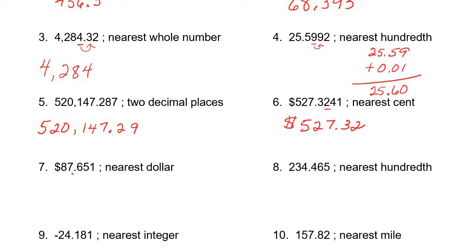Problem number 7, we're asked to round to the nearest dollar or the nearest whole number. So that means I'm looking at this place value right here. I need to know whether that 7 stays 7 or whether it should go up to an 8. I look at the number just to the right, and I have a 6. That 6 is more than 5, so it's going to tell the 7 it needs to go up 1. So rounding to the nearest dollar, we get $88.